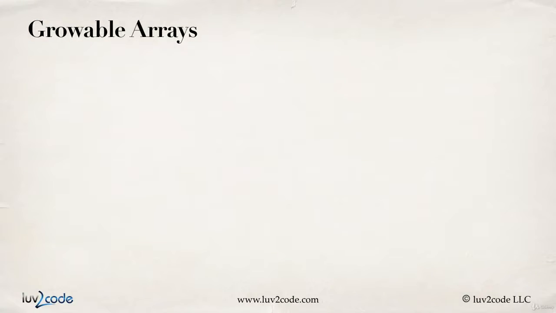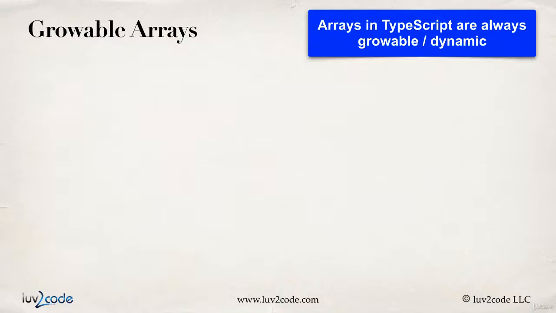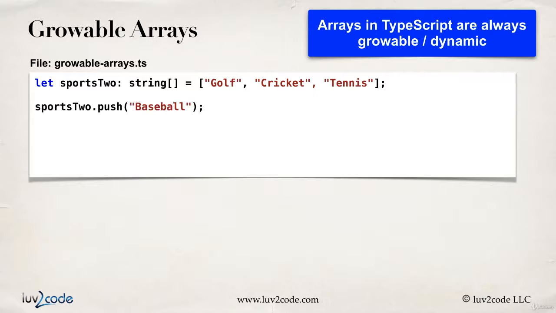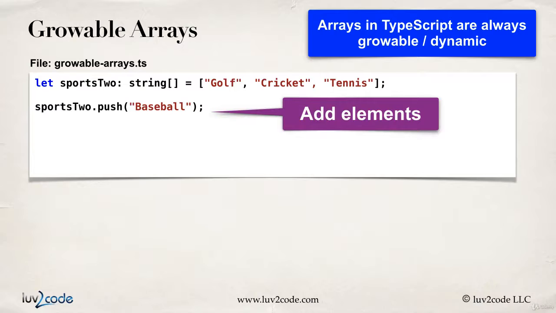All right, so let's look at growable arrays. So arrays in TypeScript are always growable, always dynamic. So here we set up this file, sports2, string, square brackets, golf, cricket, tennis. And then I do a sports2.push on baseball. So here we're adding elements to the array, and then sports2.push football. And I can continue adding as many elements here as I'd like. The array will grow accordingly.